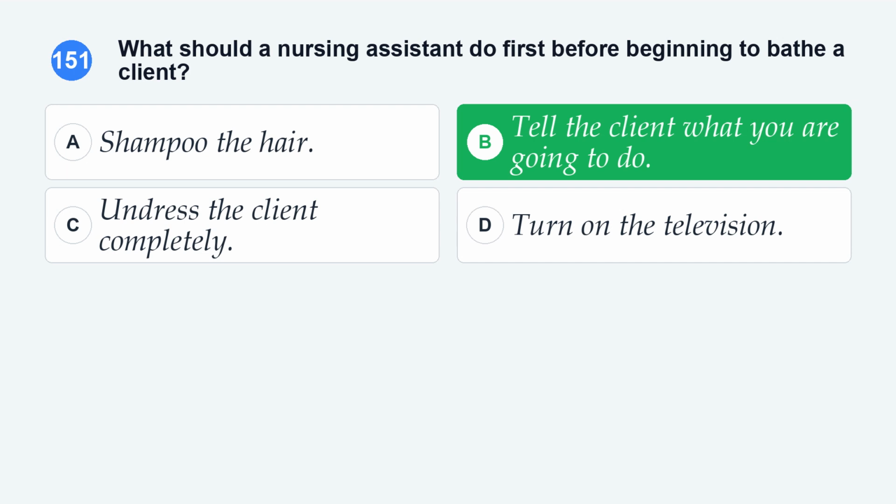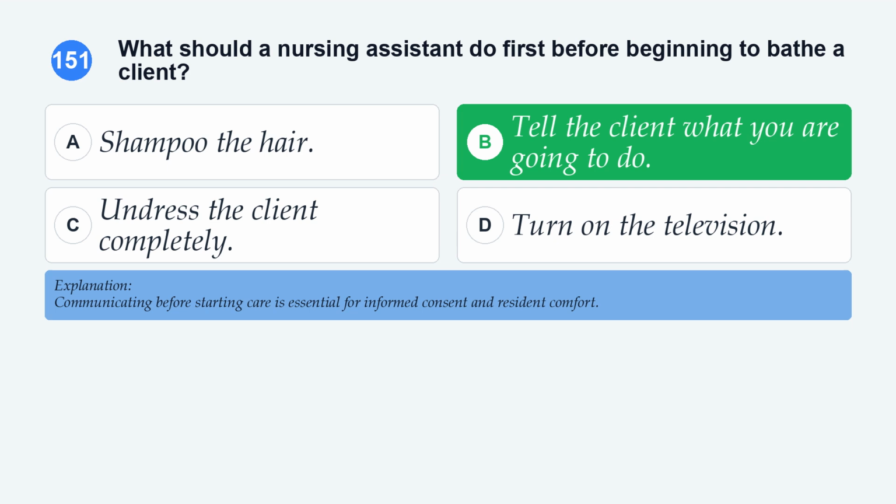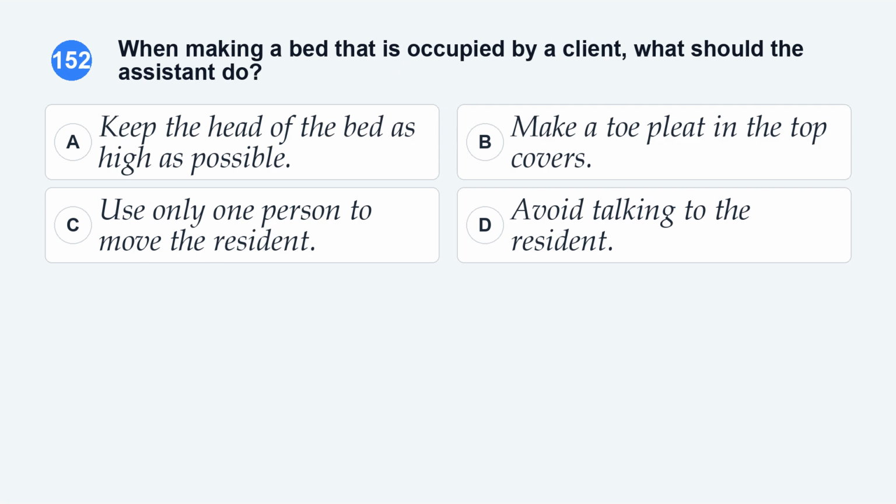The correct answer is option B. Tell the client what you are going to do. Explanation. Communicating before starting care is essential for informed consent and resident comfort. Question 152. When making a bed that is occupied by a client, what should the assistant do?